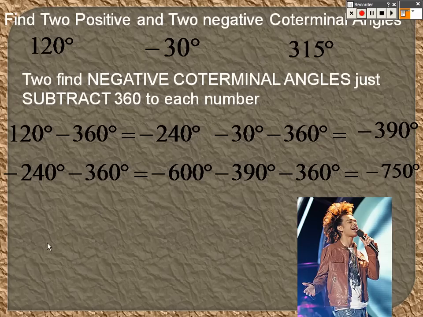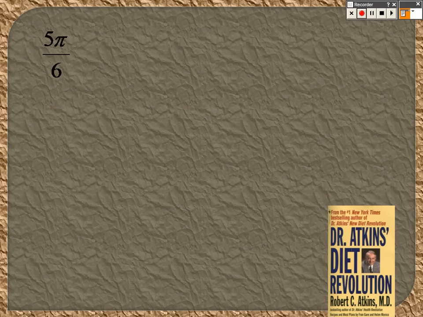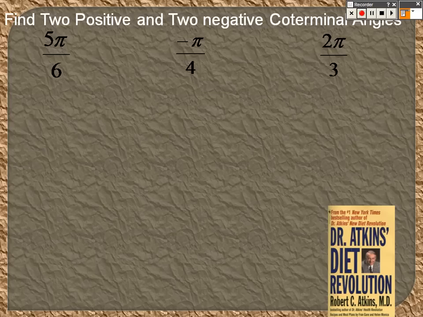Then take the 315 and subtract 360 to get negative 45 degrees. Negative 45 minus 360 to get negative 405. To find the negative coterminal angles, all you're doing is subtracting 360. So find two positive and two negative coterminal angles.